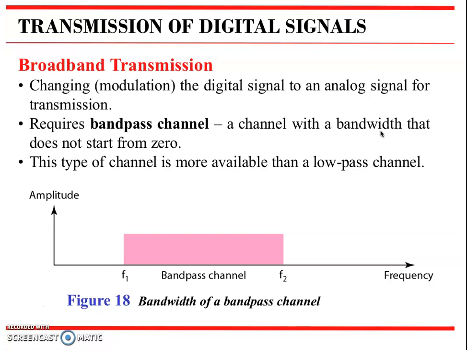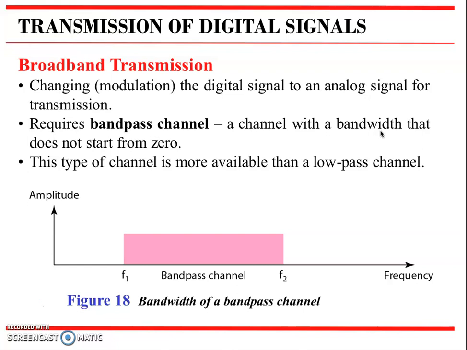Okay, so what is actually broadband? So all here is broadband transmission. Broadband means modulating, changing the digital signal to an analog signal for transmission. Just now we had baseband transmission, where we didn't convert or change the digital signal to an analog signal.